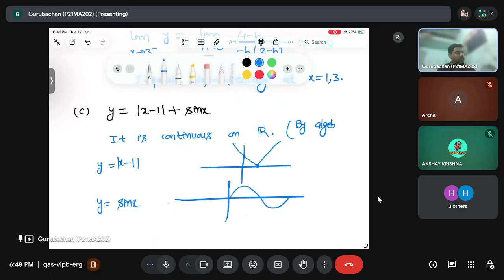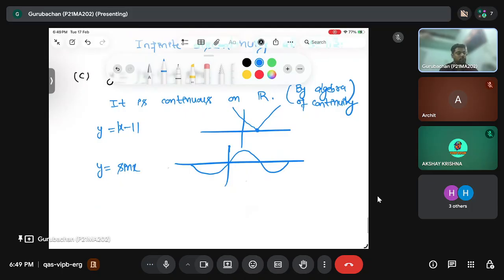So is this one fine? Fine now. Yes, sir. So it is defined for whole R. It is continuous for whole R, right? Yes. Both the functions are continuous for whole R. So that means their addition will be continuous on whole real line by algebra of continuity.